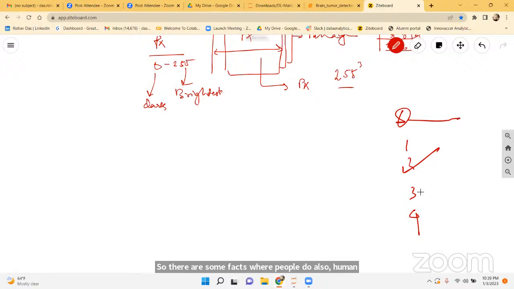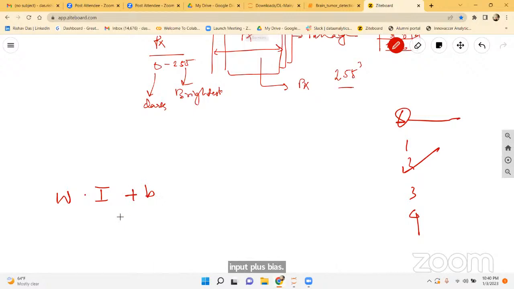There are some facts where human beings also take a lot of biasness. Like, you know that smoking is injurious to health, but still human beings smoke, right? So why? They are a bit biased with some sort of elements. So this is known as biasness, and this also comes in machine learning models and deep learning models. So you get weight, which is a very important factor, into input plus bias.